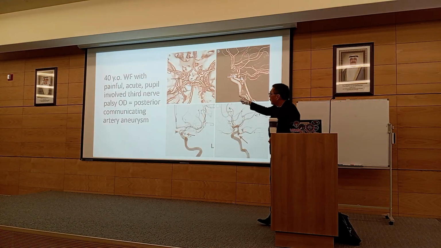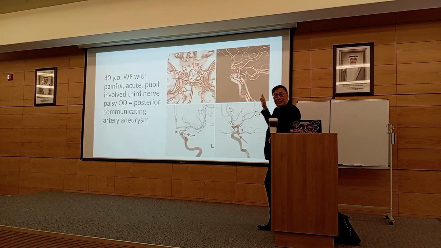All right, this is a 40-year-old white female with an acute, painful, pupil-involved third nerve palsy, and that's the rule of the pupil. Pupil-involved third is an aneurysm of the posterior communicating artery until proven otherwise. Yes? That is what they teach you, the rule of the pupil.